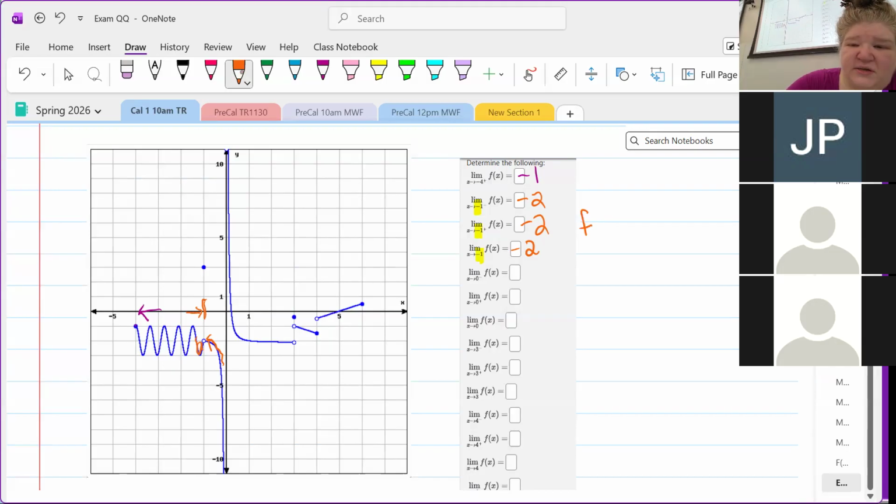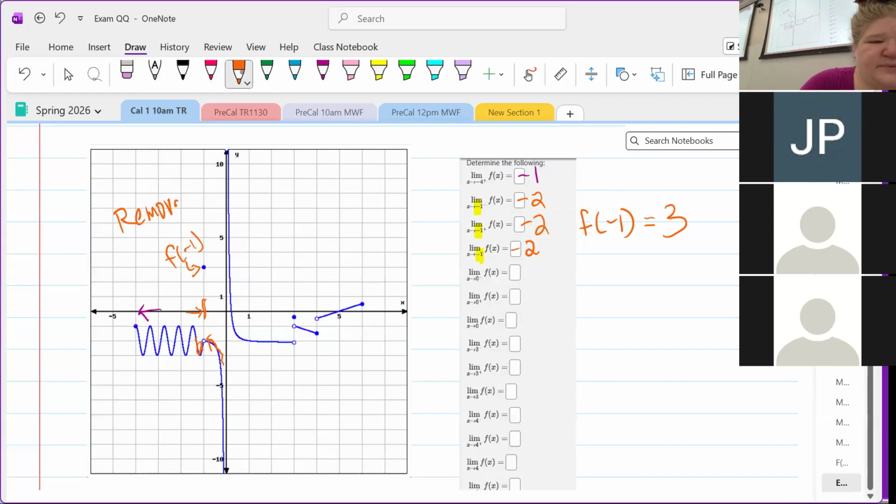Now note, f of -1 though is +3. Because it's a little point sitting up in a different location. So the limit there exists, even though the function value is different. So what kind of discontinuity is this? Yep, this is a removable discontinuity. The limit exists from the left and the right, but the function value is something different.